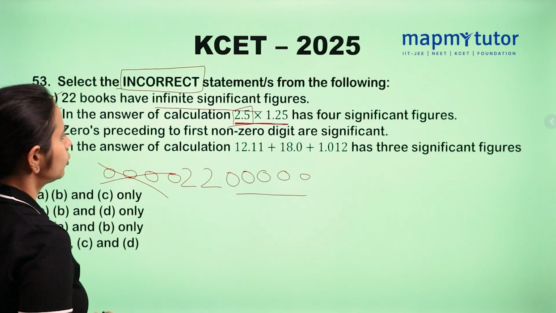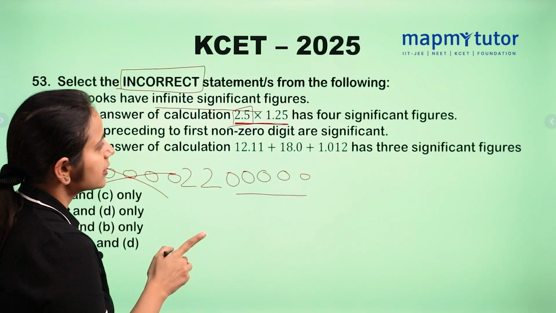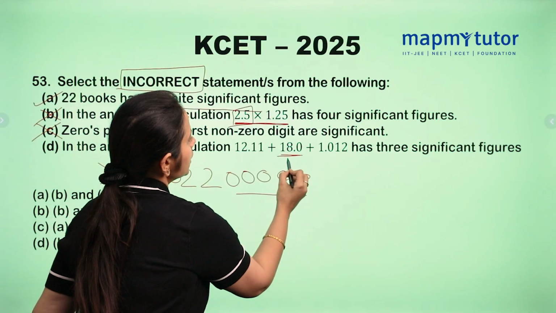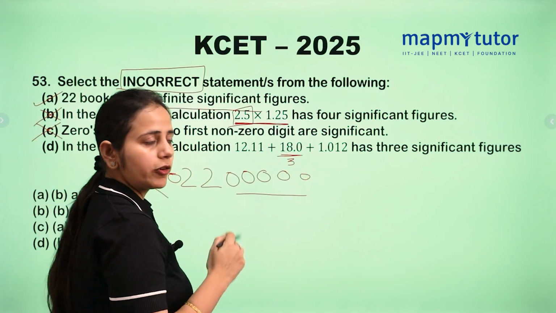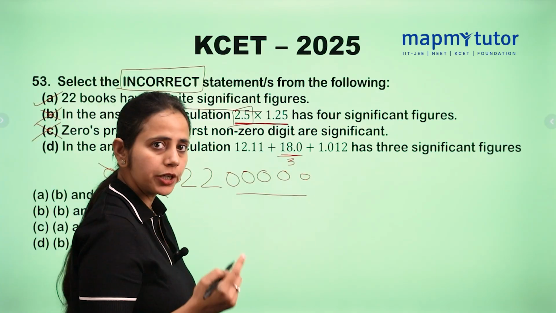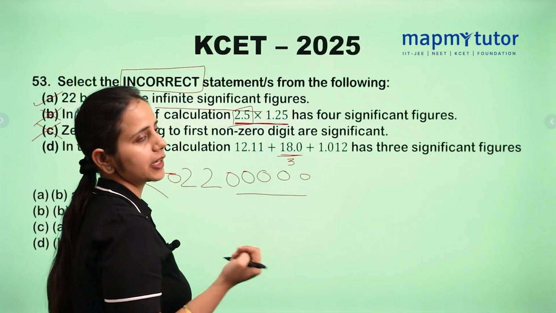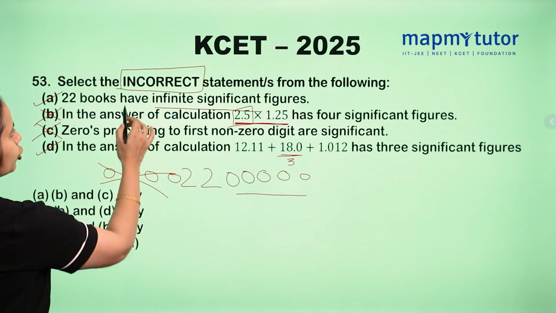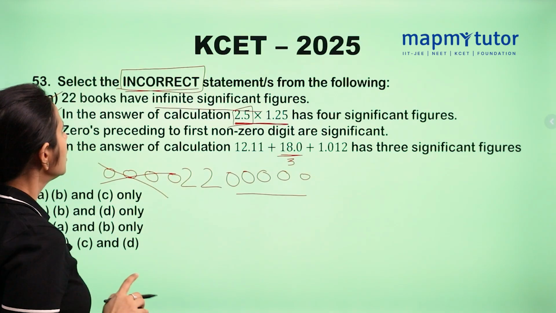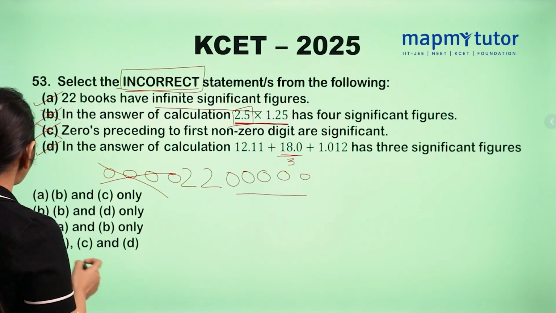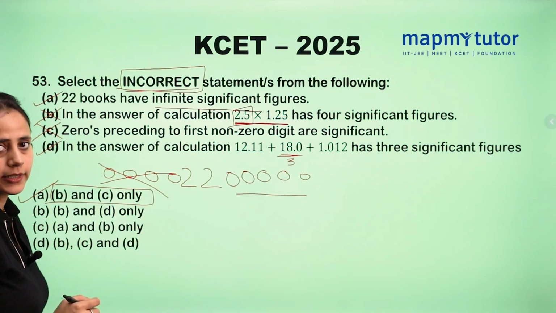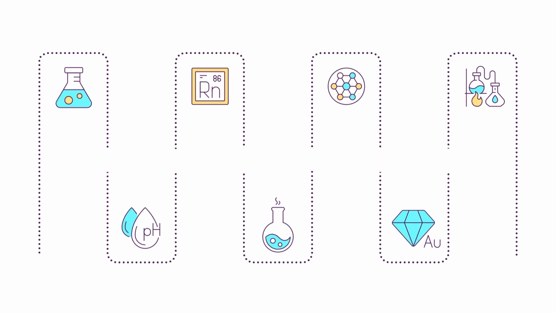In the answer of calculation, this has 3 significant figures. This is also true. Here, the minimum number of significant figures is 3, so whatever the result will be, we will round it off to 3 significant figures. So options A and D are correct, and the question is asking about the incorrect statements. So B and C only are the incorrect statements. Okay?